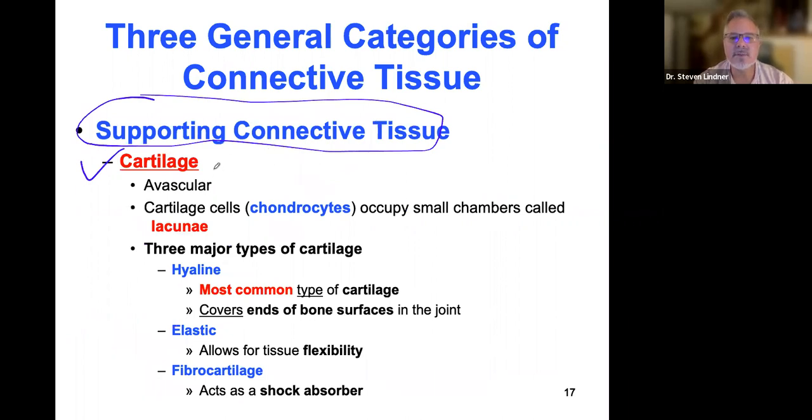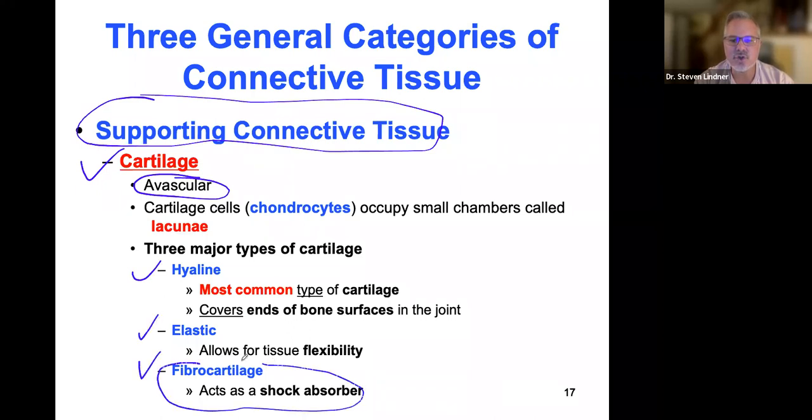Supporting connective tissue, we have cartilage. Cartilage is usually avascular, has a poor blood supply. And the three types of cartilage are hyaline, elastic, and fibrocartilage. Fibrocartilage is the strongest cartilage in the body. It's a shock absorber. So when we think of fibrocartilage, we think of the intervertebral discs, right? The discs between each vertebra. We also think of the pubic symphysis between the two pubic bones.